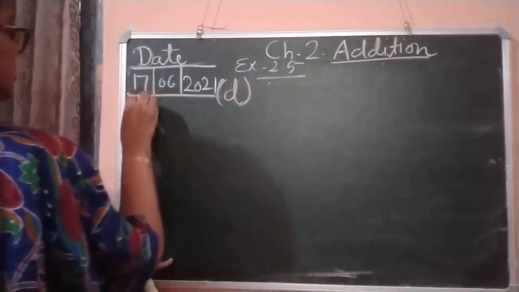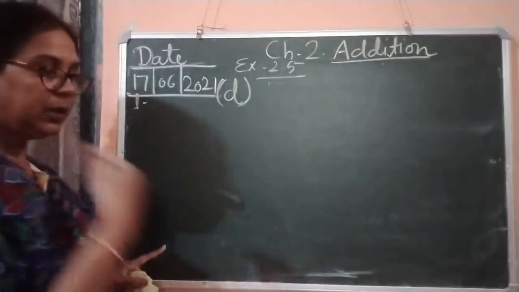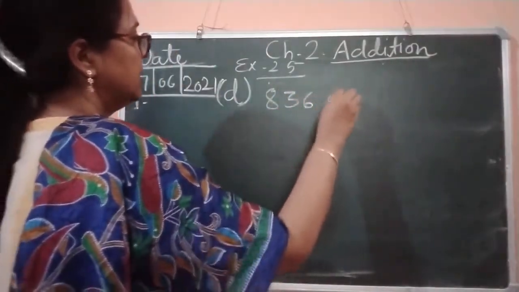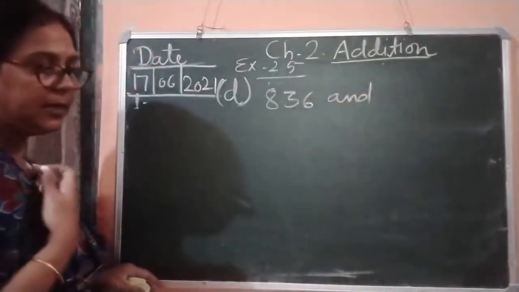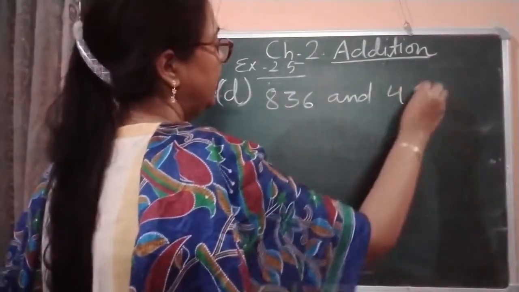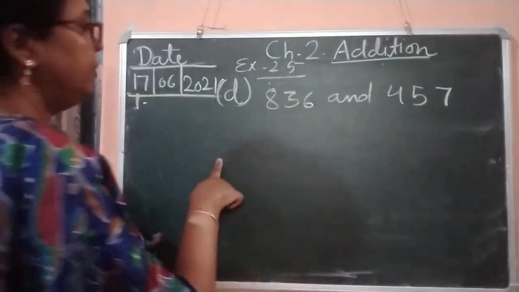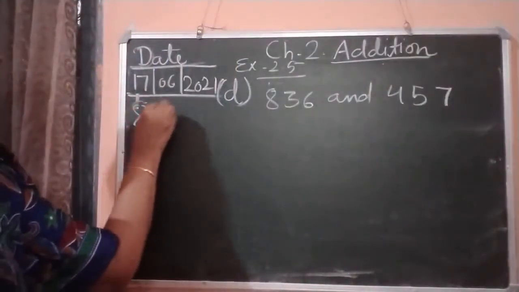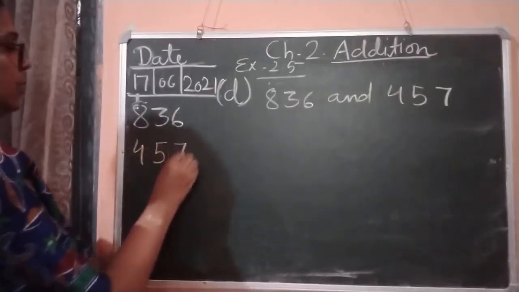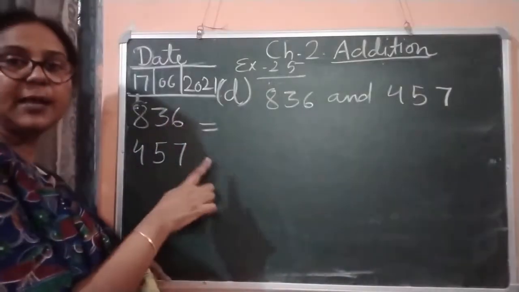So this is question number 1, and we are doing the addition of 836 and 457. First we will write 836 and then 457.